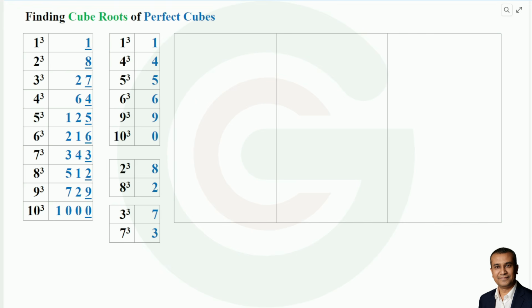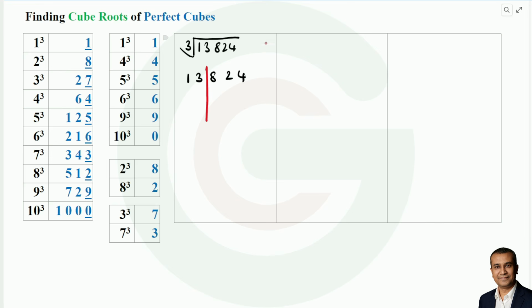Now let's begin with an example. Let's say that I need to find the cube root of 13824. I'll write the number again here: 13824. Now step number 1, we have to divide this number into two parts. Counting from the right hand side 1, 2, 3. After 3 digits, mark a vertical line.